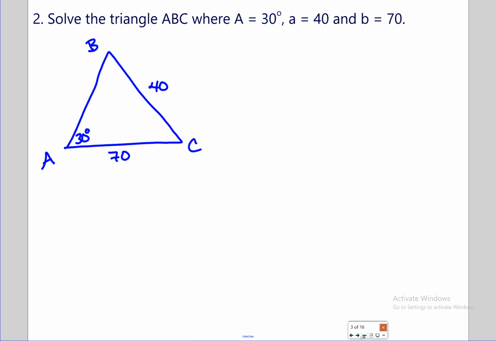Okay, so we're solving, finding everything that's missing. So let's figure out, do I have any pairs of opposites? Yes. What's a pair of opposites?